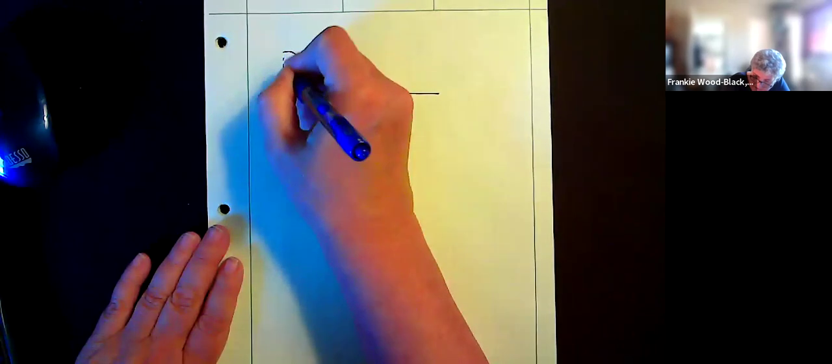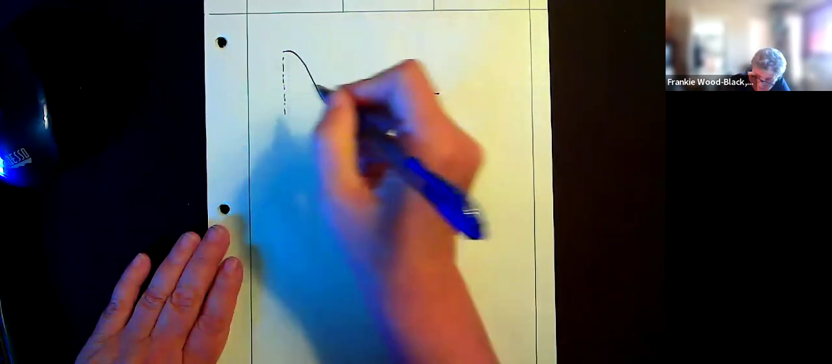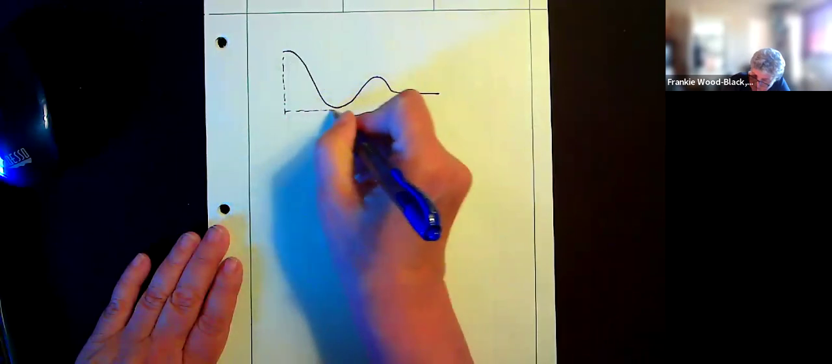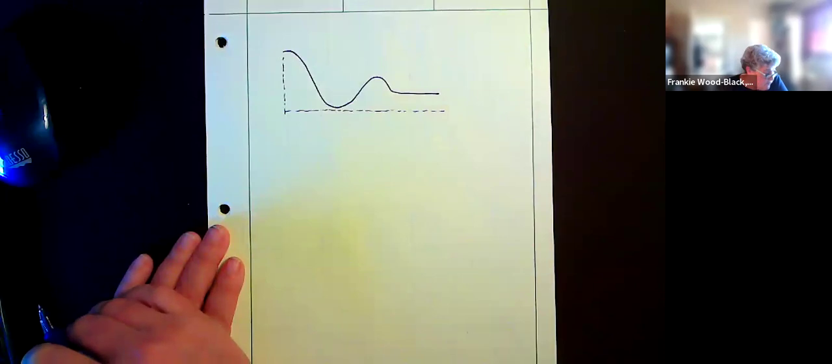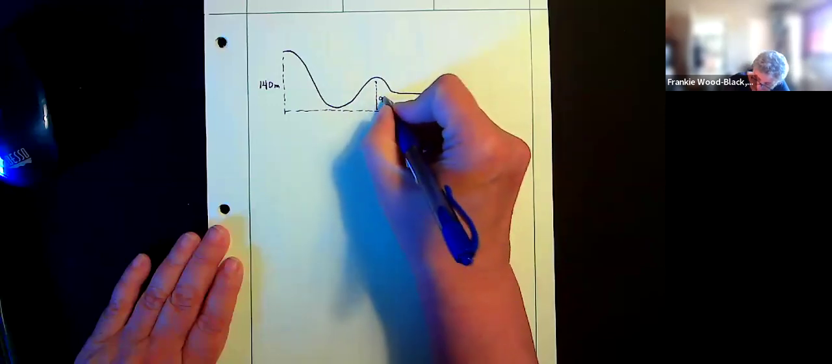And we're told that we're giving ourselves some information here. This is going to be 140 meters. This height here is going to be 95 meters. This height here is going to be 80 meters.